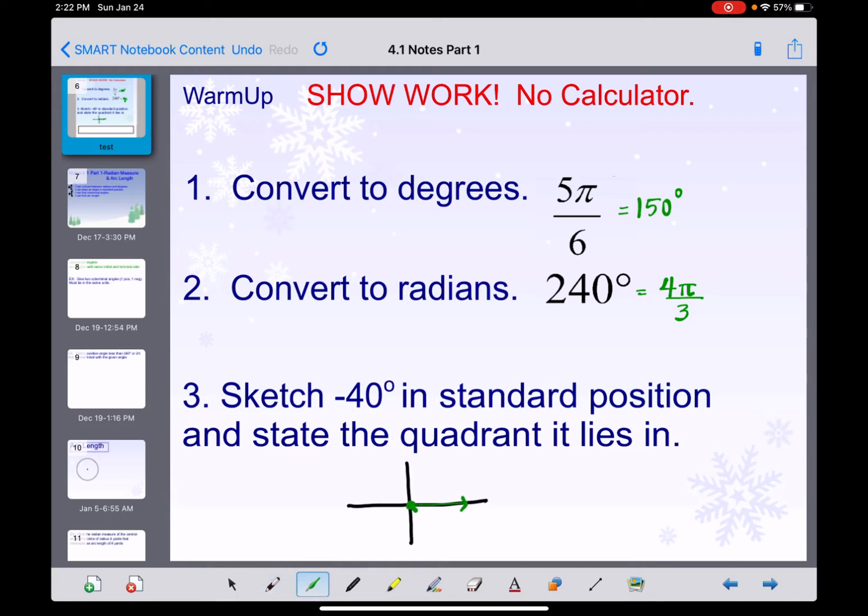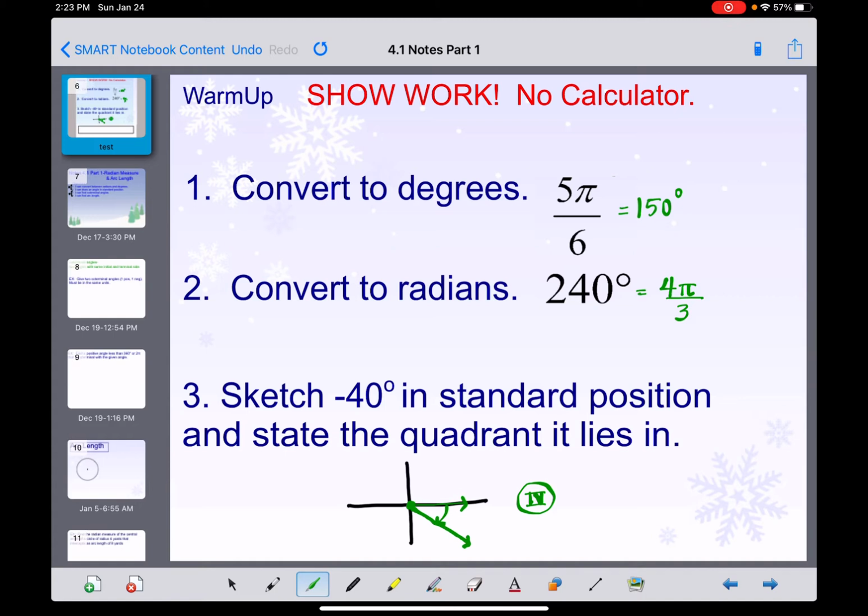on the positive x-axis. You should be going clockwise 40 degrees, which is not quite halfway. Draw an arrowhead for direction and then an arrowhead for your terminal side. And that lies in quadrant 4. So remember the V is 5, so 1 before 5 is 4.